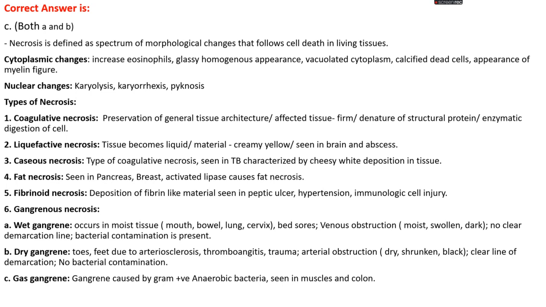First is coagulative necrosis. In coagulative necrosis, the general tissue architecture is preserved and the affected tissue becomes firm, structural protein denaturation takes place, and there is enzymatic digestion of cells. While in liquefactive necrosis, the tissue becomes liquid, or the material looks creamy yellow in color, and it is mainly seen in the brain and in abscesses. Caseous necrosis is a type of coagulative necrosis mainly seen in TB, characterized by cheesy white deposits in tissue.